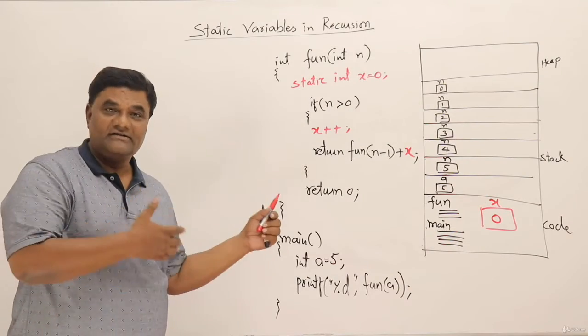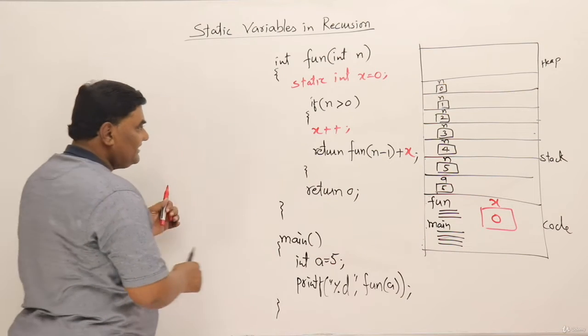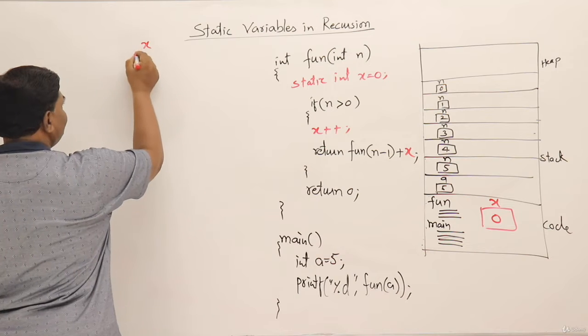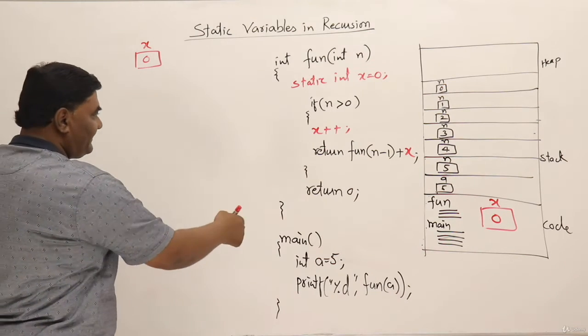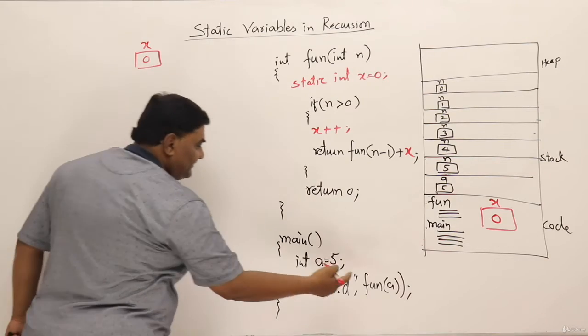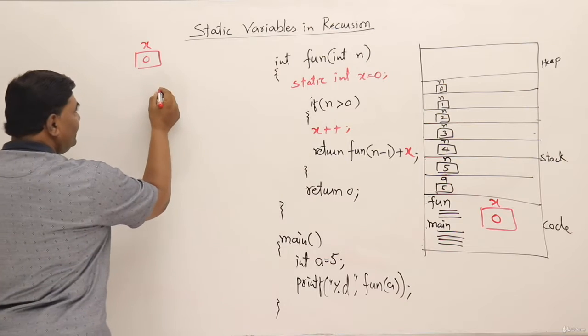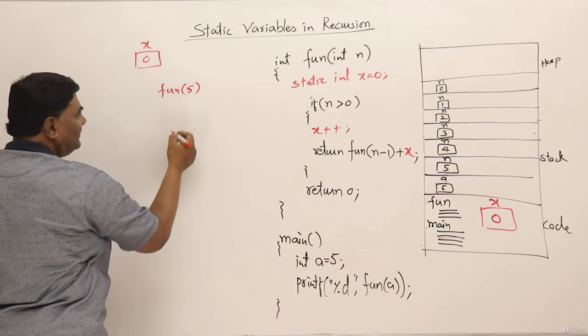Let us look at the tracing and see how a static variable should be handled. For a static variable, it is x, so I should have a single copy of the static variable separately. Don't show it in the tracing tree. Now let us start. First time the function is called by passing value 5. So n value is 5. First time fun of 5.